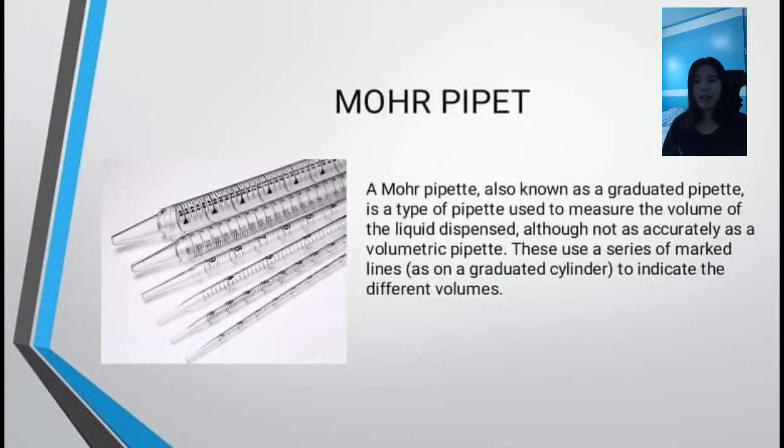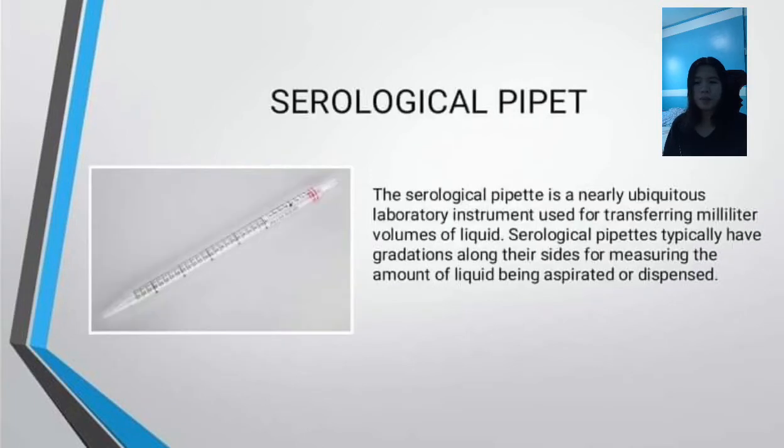Mohr pipette. A Mohr pipette, also known as a graduated pipette, is a type of pipette used to measure the volume of the liquid dispensed. Although not as accurately as a volumetric pipette, these use a series of marked lines as on a graduated cylinder to indicate the different volumes.